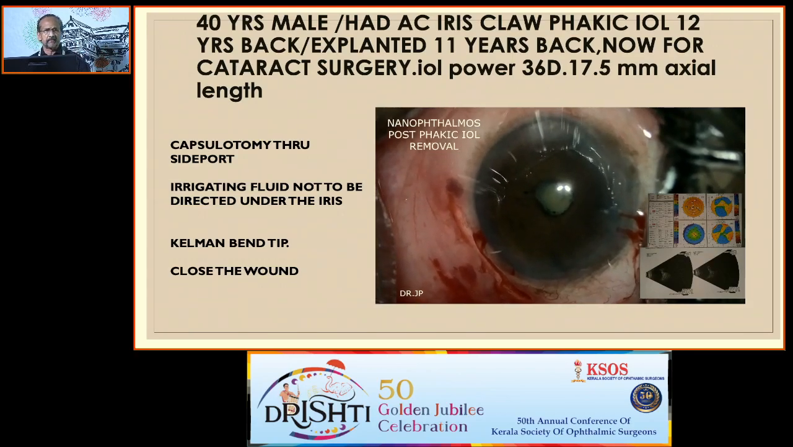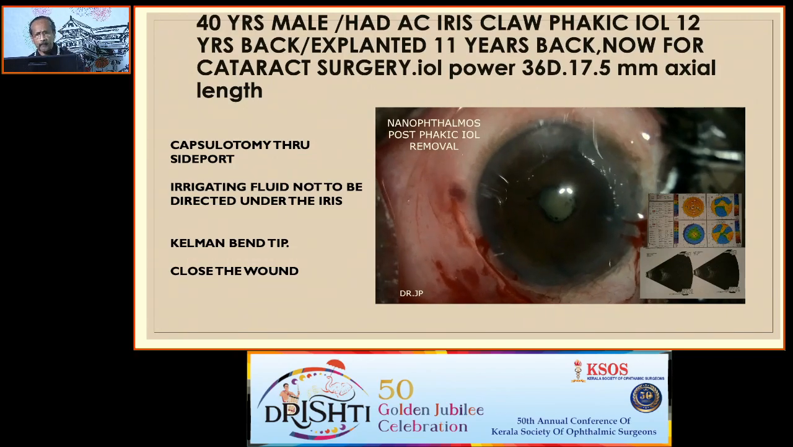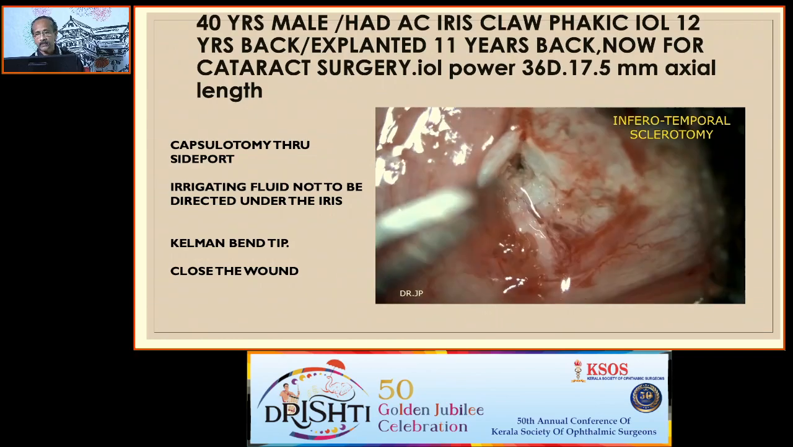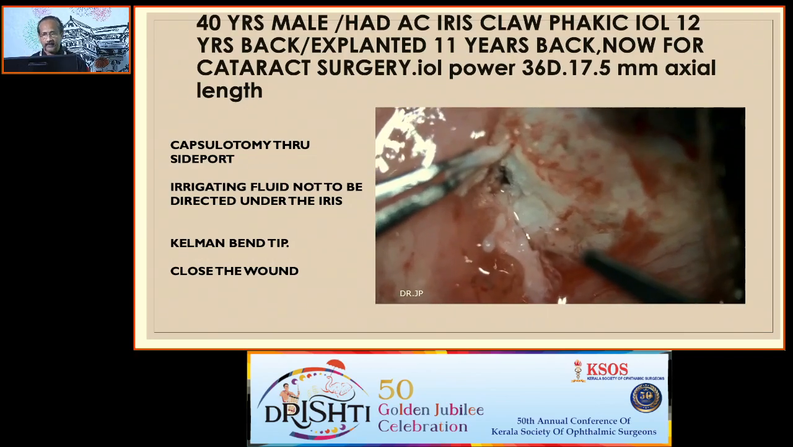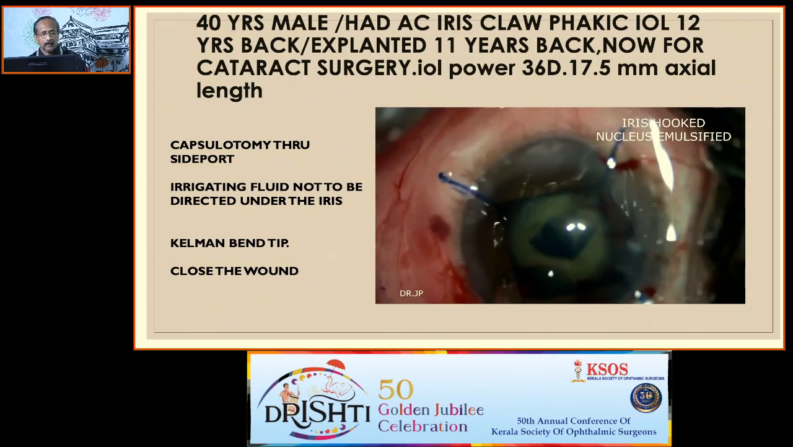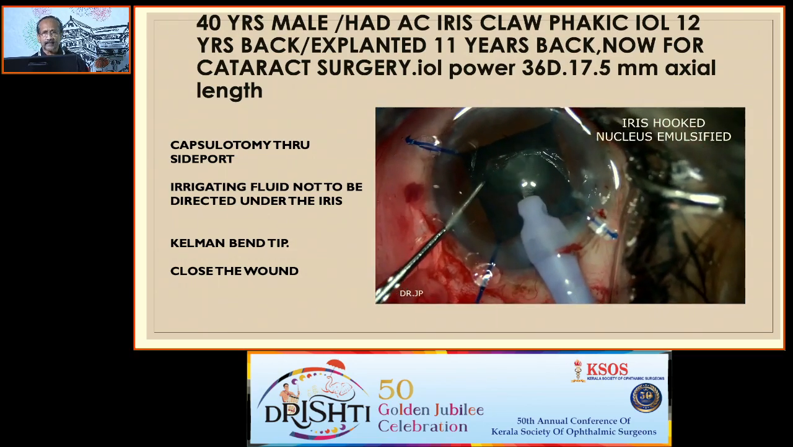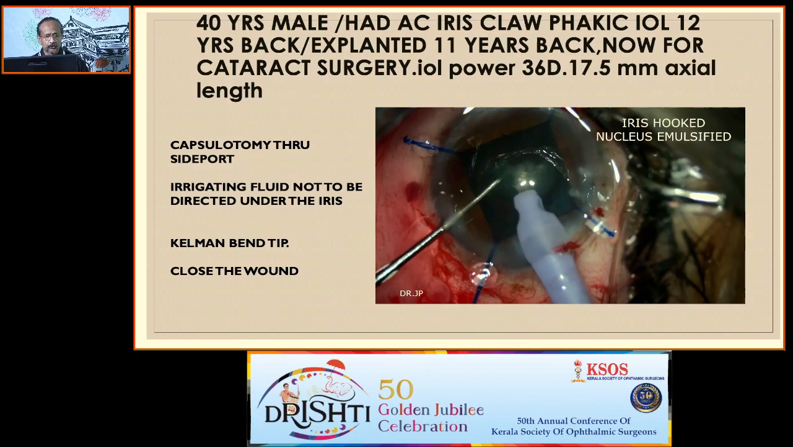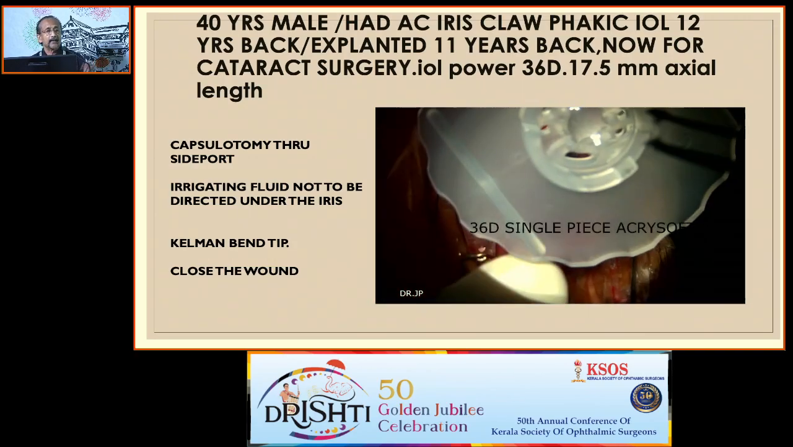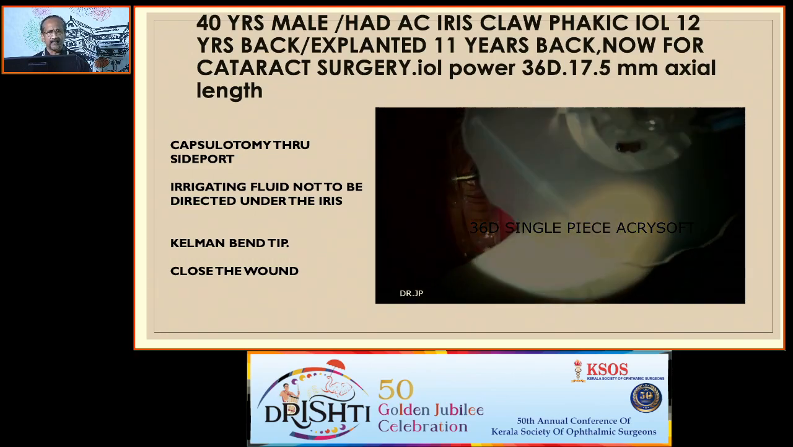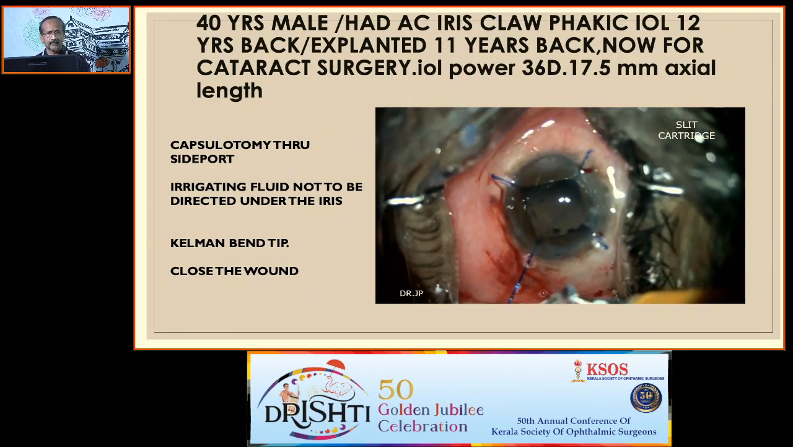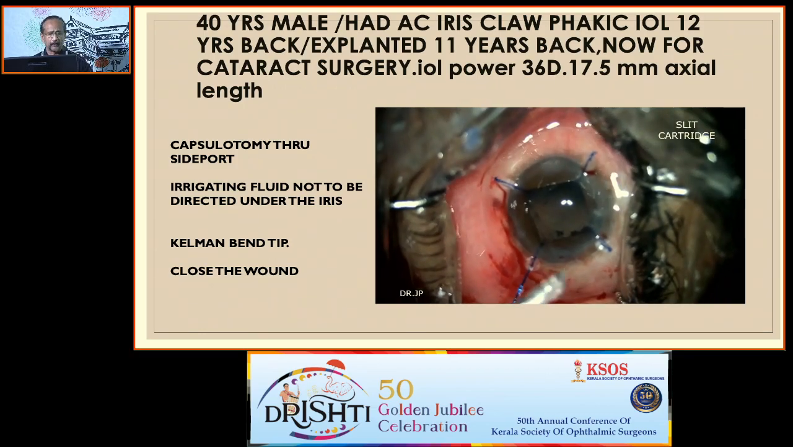After 1 year, severe inflammation, so it was explanted. And now for cataract surgery, IOL power is 36 diopters because the cornea was steep, so the power came down, and axial length is 17.5. Always do the capsulotomy through the side port. Most important thing, don't lose your chamber, then you will have radial extension. And please remember, in all these eyes, never direct the fluid under the iris, then you will have repeated iris prolapse and you will mess up.